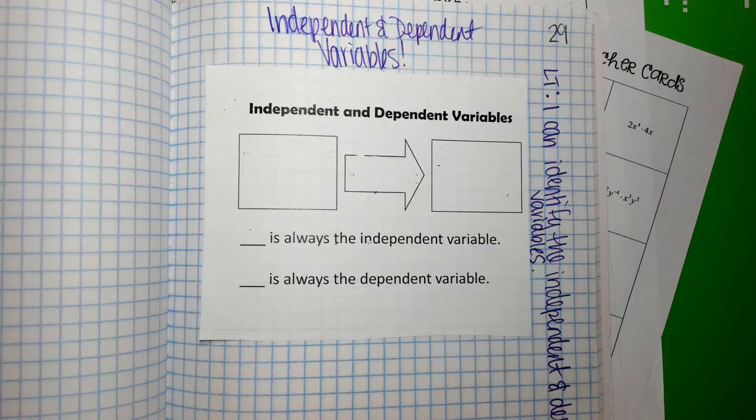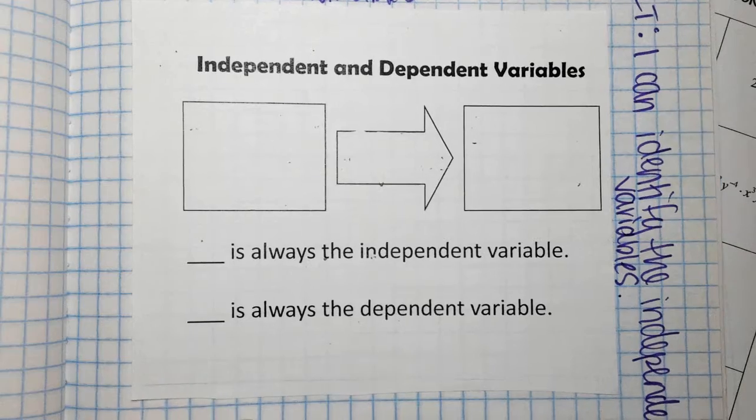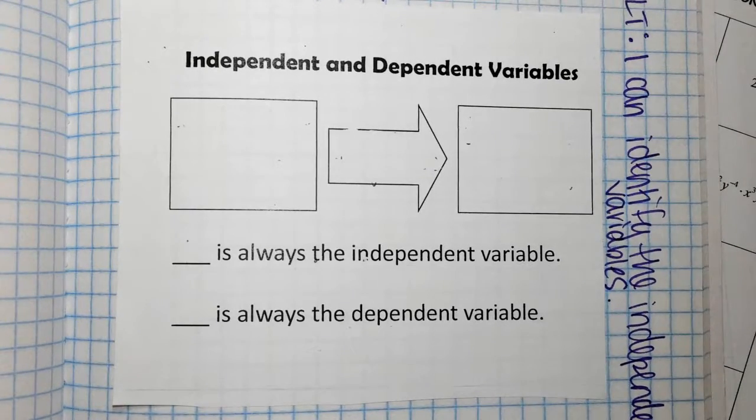And in our worksheet, we're going to combine function notation and independent and dependent variables. So it's all still combined together. Now, our learning target for today says I can identify the independent and dependent variables. What does the word independent mean?